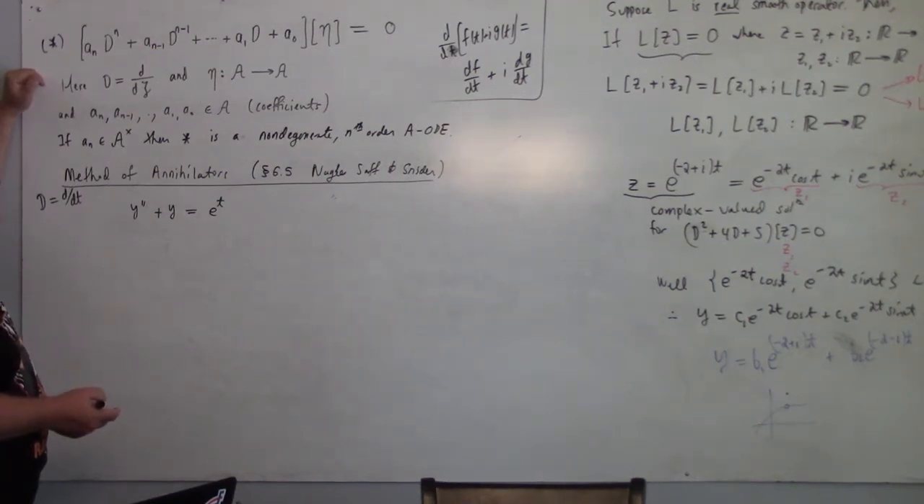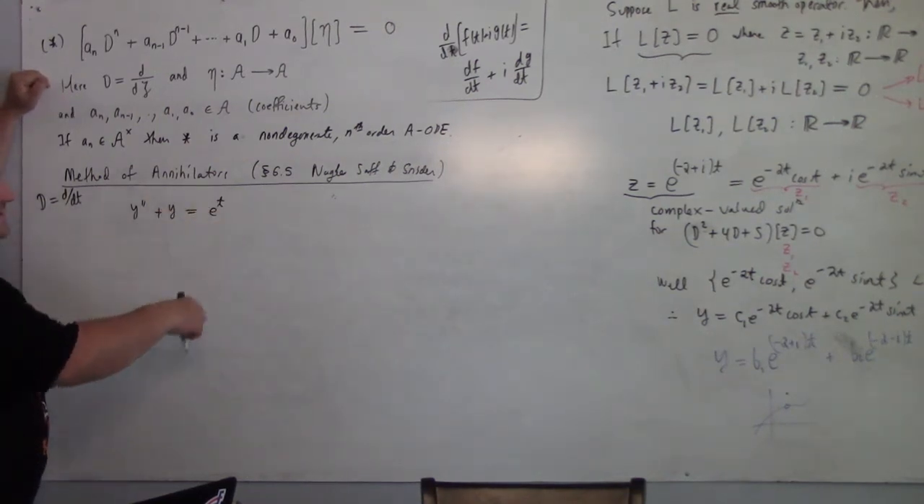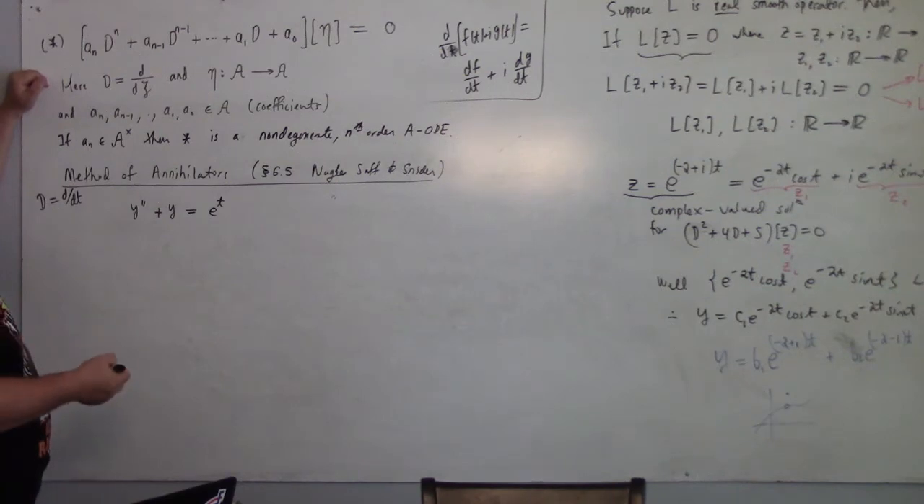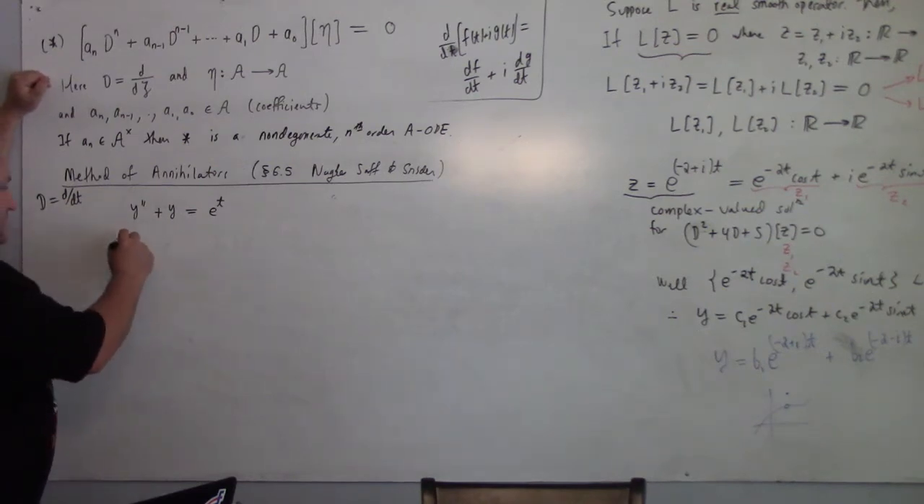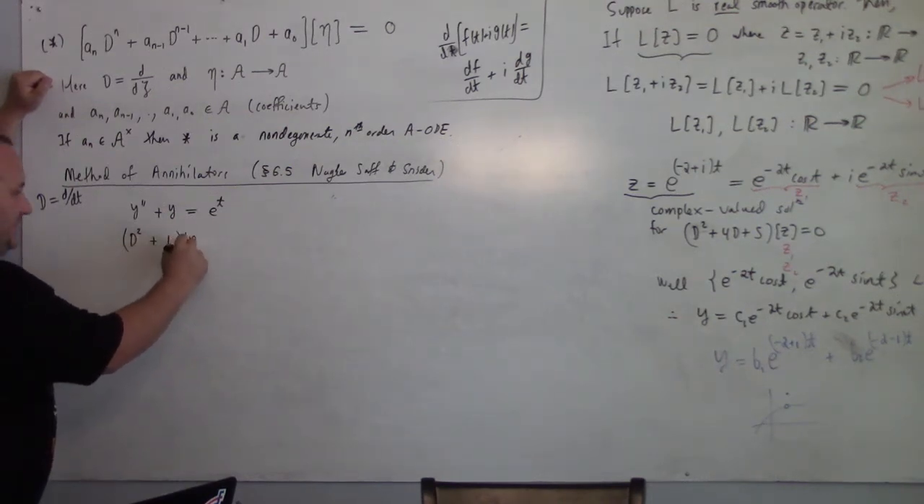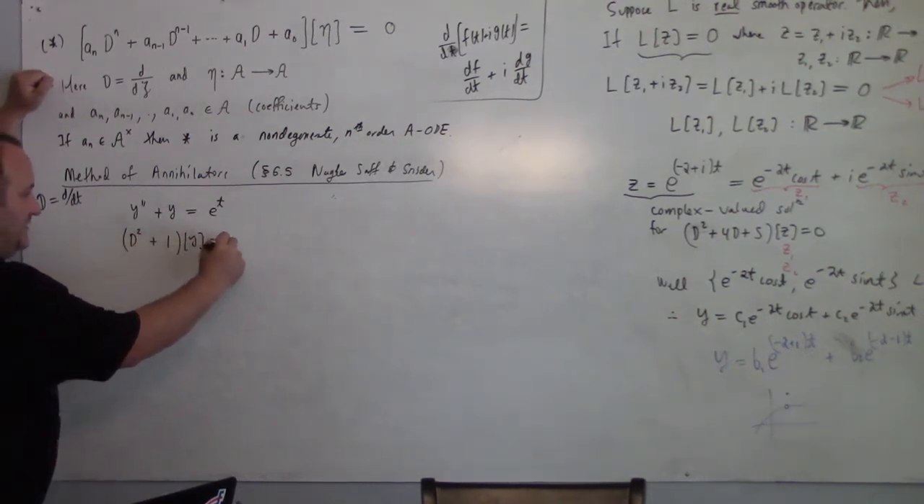Is it a guess and check type deal? Yep, guess and check. You look at it and go, oh, e^t, so y_p equals A e^t. Right. Okay, so here's how the method of annihilators solves this problem. It's really not disconnected from what we just talked about, but here we go: (D^2 + 1)y = e^t.